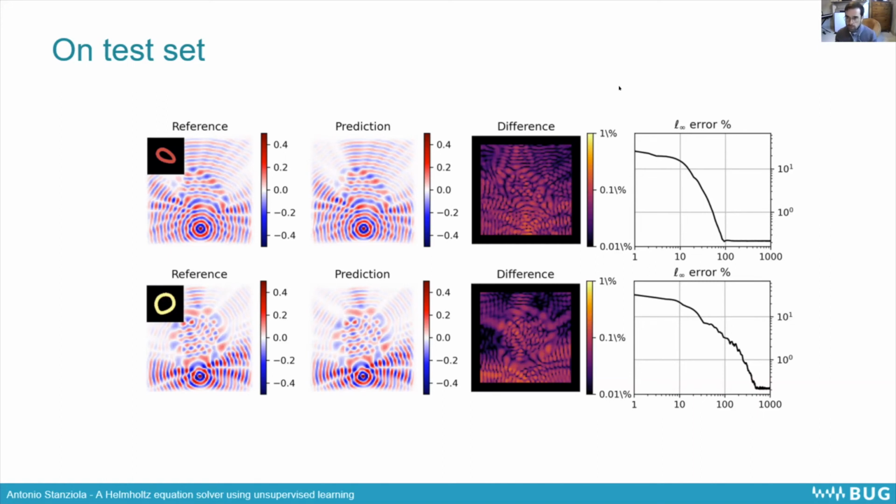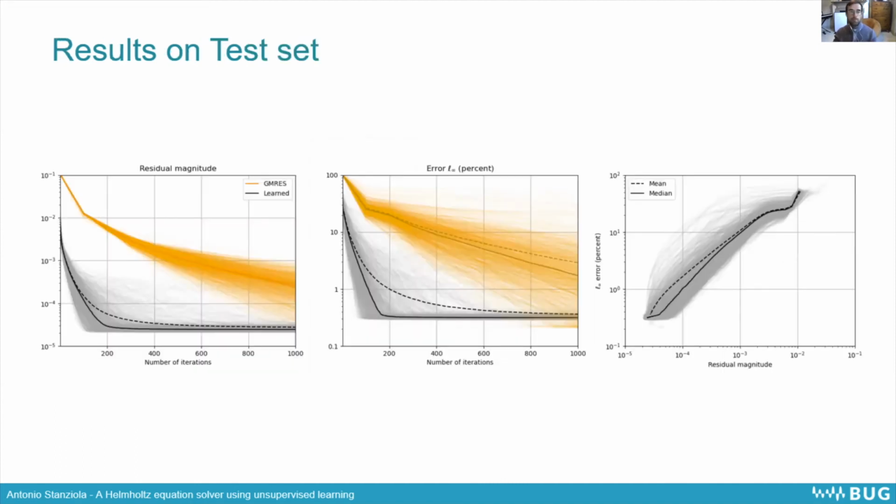But in general, we can safely say that at least on the test set, after a few hundred iterations, we are able to solve the problem with an arbitrary speed of sound map. So this is as much as it goes for checking that the solver works. But then what we did is that we compared it with GMRES, and this is a very standard GMRES. There's no preconditioning going on. It's off-the-shelf. It's actually MATLAB's GMRES.